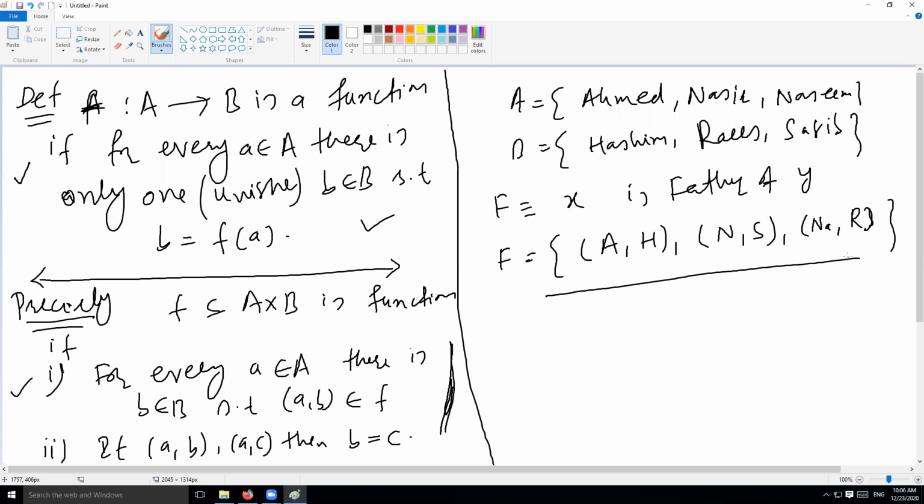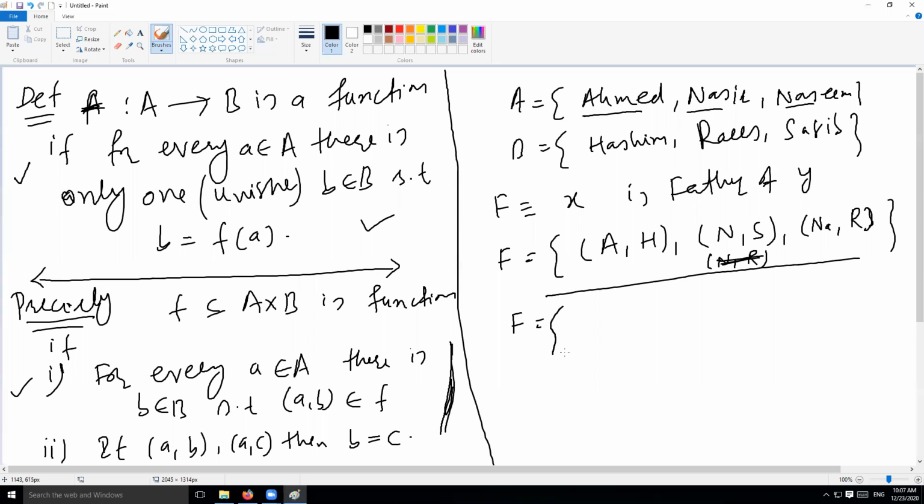Is this relationship a function? Yes, sir. Can I say that every element in the set has a son, and that son is unique? By the way, being father to a son is not necessarily a unique relationship. In a natural sense, if I say that Nasir is also a father of Rais, that would not be impossible. Maybe Nasir has two sons, Rais and Hashim. But with this definition, you have to just care for it actually.